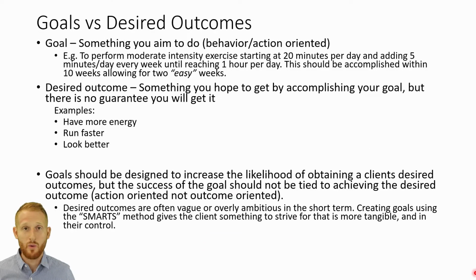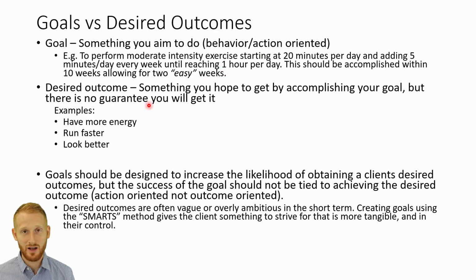I want to separate the idea of a goal and a desired outcome for the purpose of discussing the SMARTS goal model. A goal is something that you aim to do. It's a behavior. It's an action. If somebody says they want to run every day for 30 minutes, that's a reasonable goal. It's something you can check off a list and say you accomplished it, you completed your goal. That is the idea of a good goal.